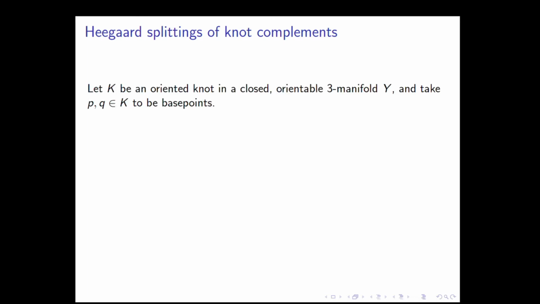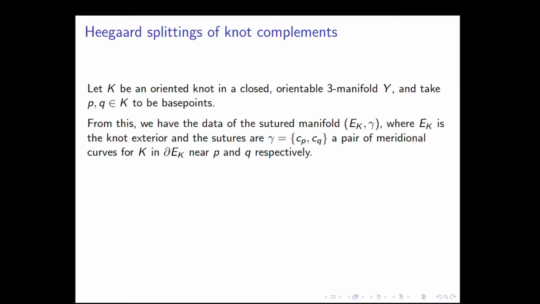minor modifications. And just as before, the input that we'll need is a Heegaard splitting, this time of the knot complement. So first, I'd just like to say what I mean by that. So given a knot inside of a closed orientable three-manifold, pick two base points on your knot, K, and that allows you to define a sutured manifold for the knot exterior, where the suture, in this case, will be a pair of meridional curves on the torus boundary of E sub K, the exterior of the knot.